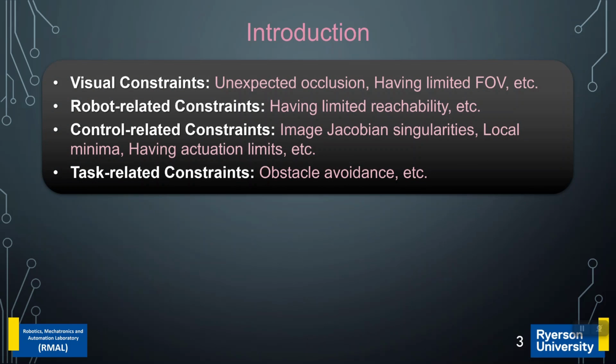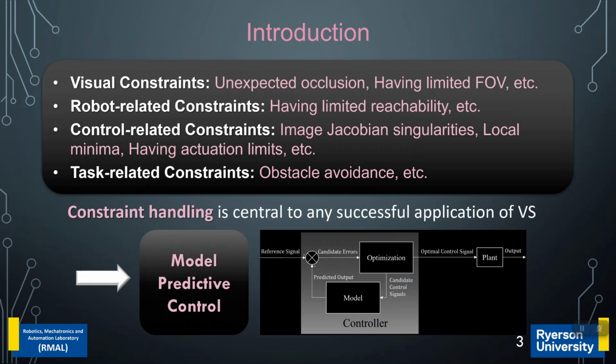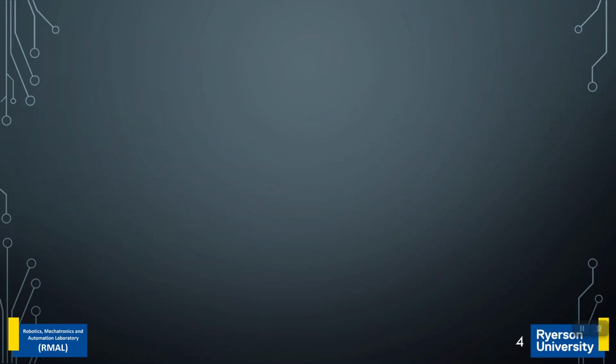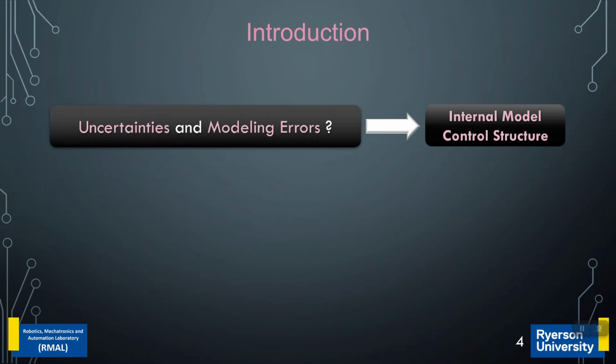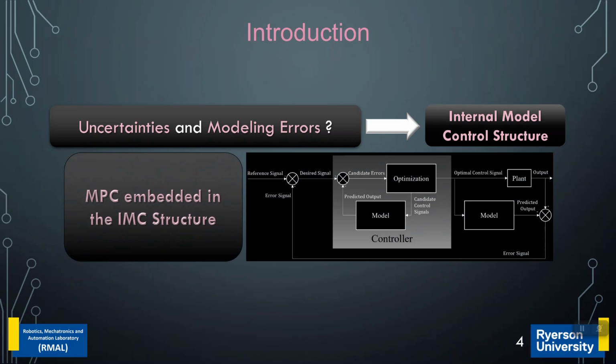Generally, there are different constraint categories in visual servoing, such as visual, robot-related, control-related, and task-related constraints, which must be addressed in any successful application of visual servoing. So we decided to utilize the model predictive control method, which has superior performance in constraint handling. On the other hand, to make the system robust in the presence of uncertainties and modeling errors, the existing predictive controller has been embedded into an internal model control structure.